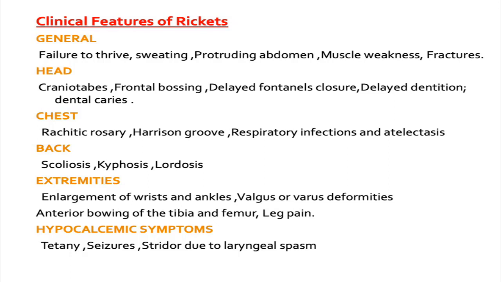In the back, there may be scoliosis, kyphosis, and lordosis. In the extremities, enlargement of the wrist and ankles, or valgus or varus deformity, and sometimes anterior bowing of the tibia and the femur, and the patient may complain of leg pain. There are hypocalcemic symptoms. The patient may present with tetany, seizures, or stridor due to laryngeal spasm.